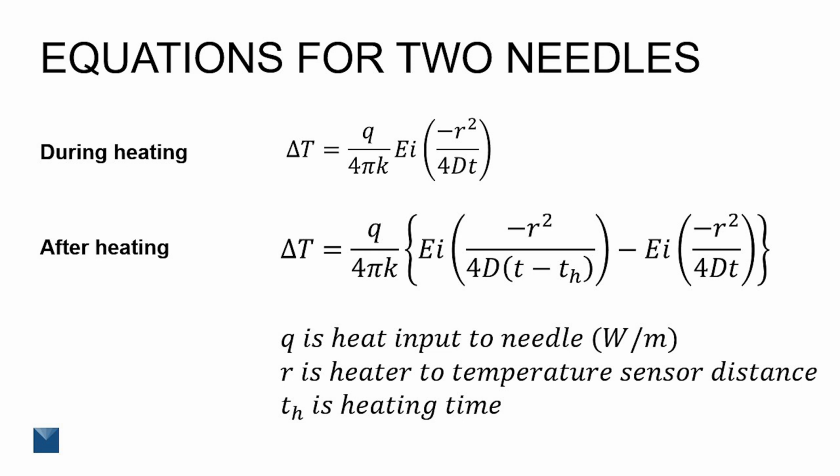The model we use for this is two equations, one for heating and one after the heat has been shut off. We have a computer program that optimizes the model parameters K and D until the predicted temperature rise best matches the measured temperature rise. Since the diffusivity D is the ratio of conductivity to capacity, we can use the conductivity and diffusivity to calculate the capacity.